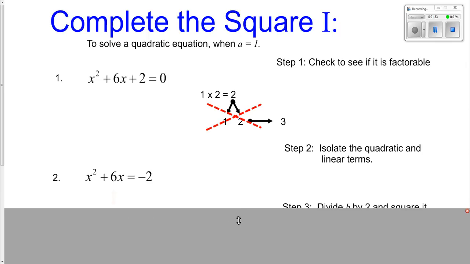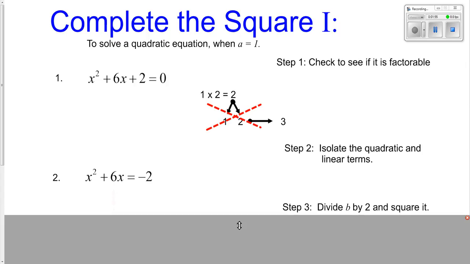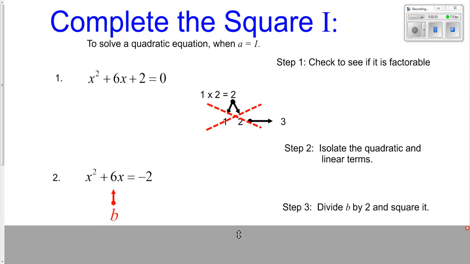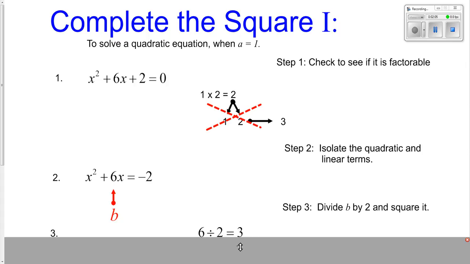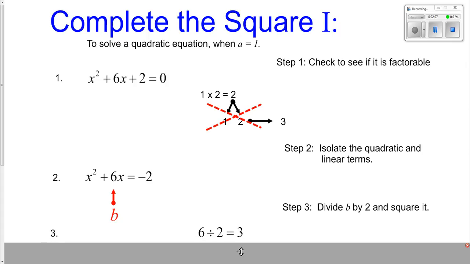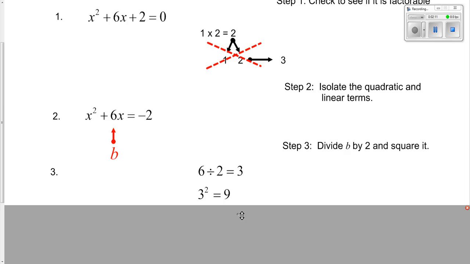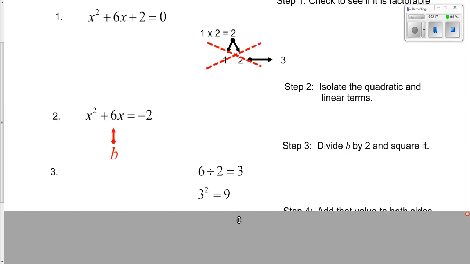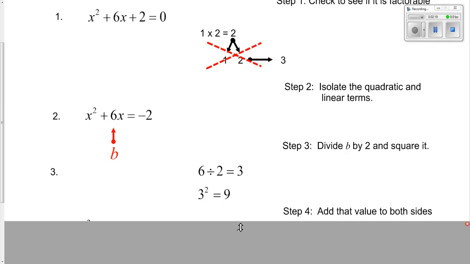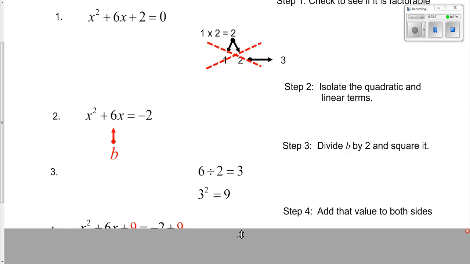Now, once we've done that, step 3 says we're going to divide b by 2 and then square it. So b is right there. So if we're going to divide b by 2 and square it, we are going to get 3 squared. Now step 4 is add that value to both sides.